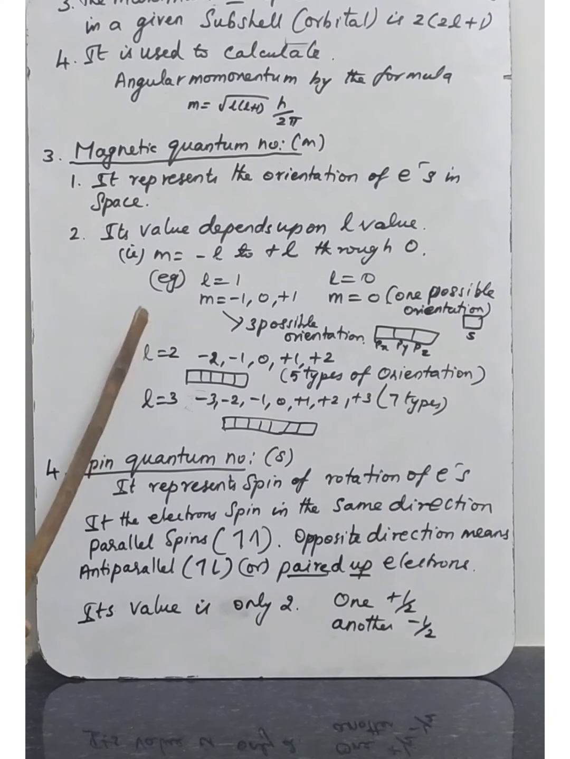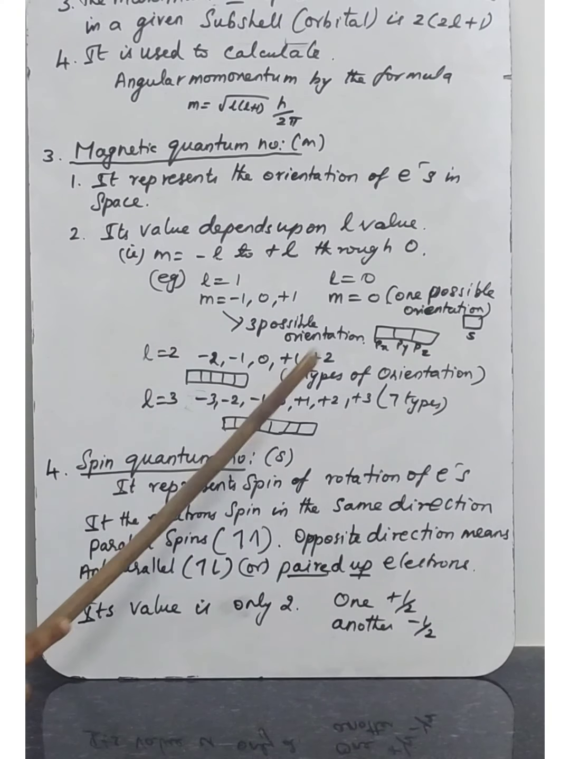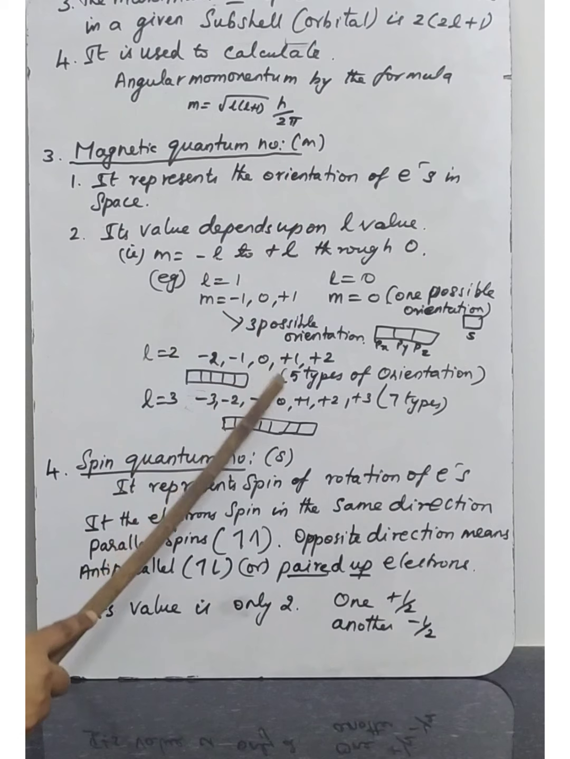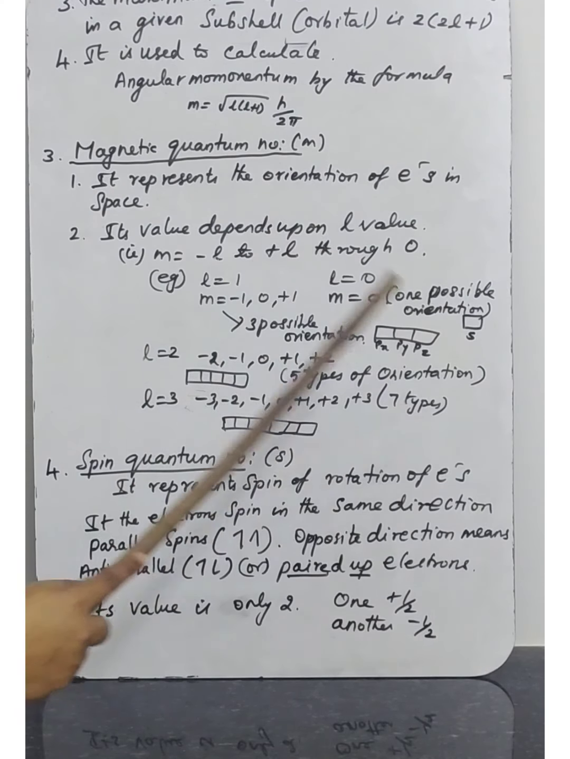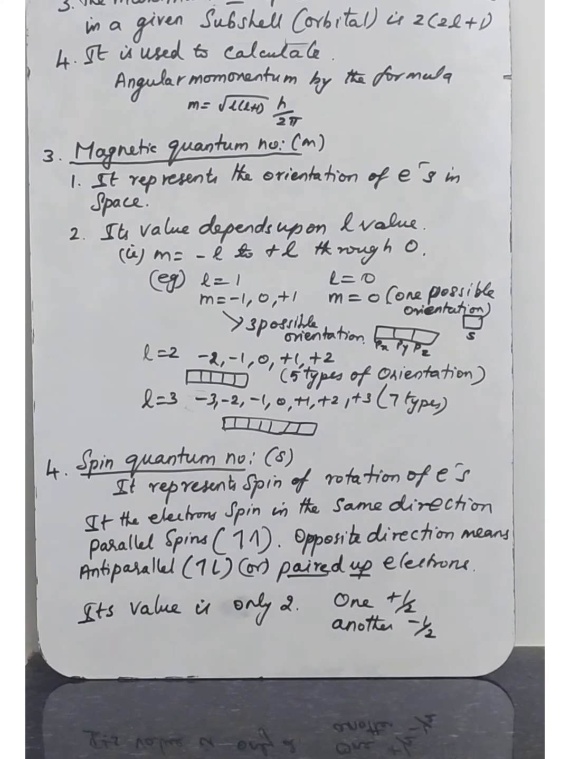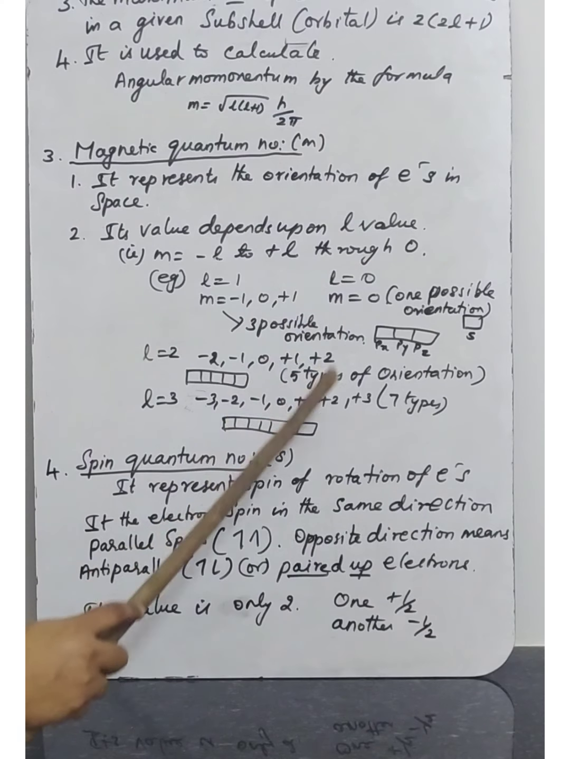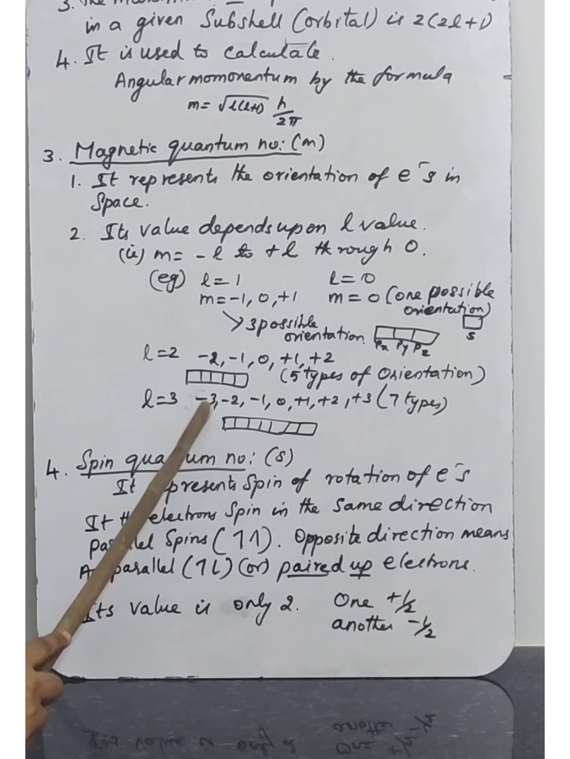Okay, the next one, l is equal to 2. How can we write it? -2, -1, 0, +1, +2. So totally how many? 1, 2, 3, 4, 5. 5 types of orientation are possible if l value is equal to 2. That is nothing but 5 boxes. Next, if l value is equal to 3, how can we write the possible m values? -3, -2, -1, 0, +1, +2, +3. So 7 types, that is 7 boxes. Understood what I am saying?